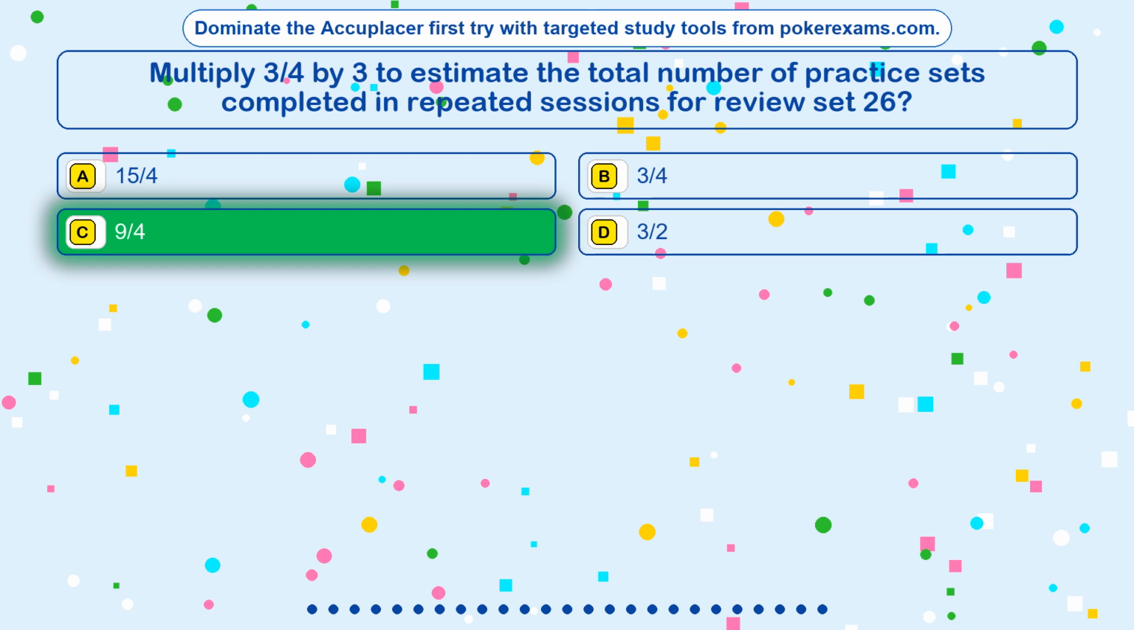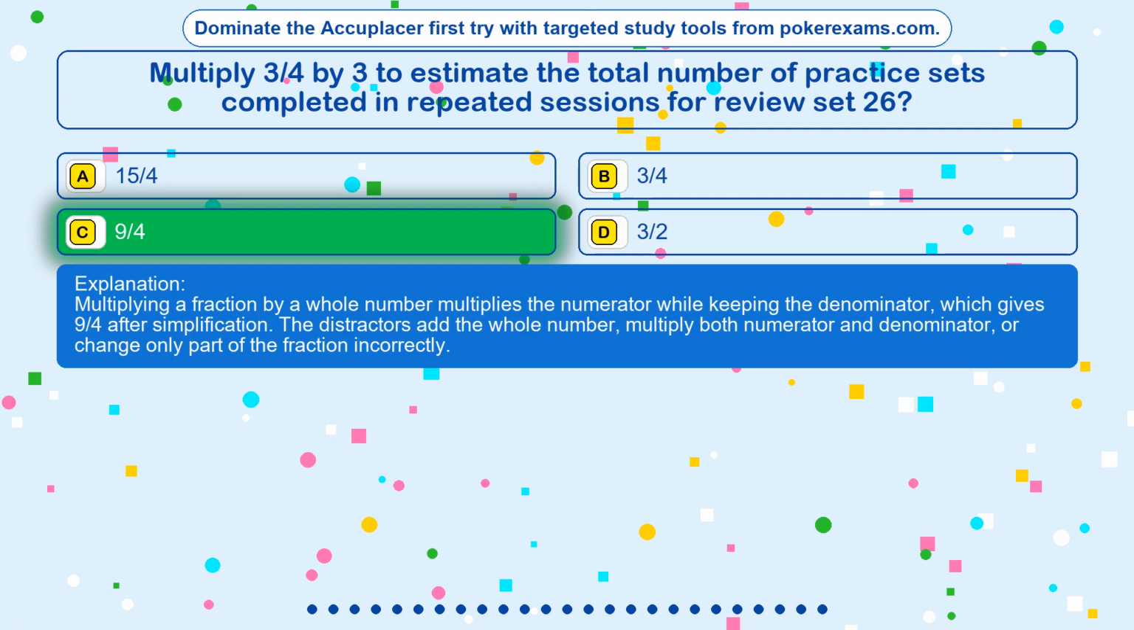The correct answer is option C, 9/4. Multiplying a fraction by a whole number multiplies the numerator while keeping the denominator, which gives 9/4 after simplification. The distractors add the whole number, multiply both numerator and denominator, or change only part of the fraction incorrectly.